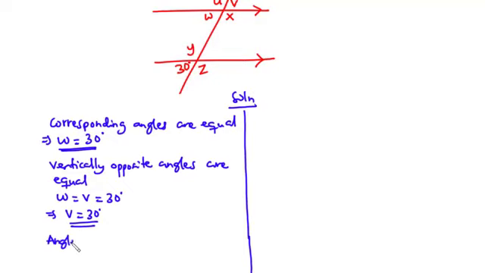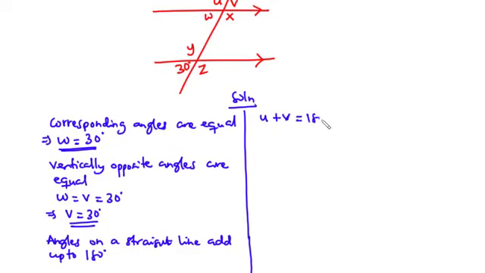So angles on a straight line add up to 180 degrees. Therefore, we have U plus V equals 180 degrees. We know the value of V, which is 30 degrees. So U plus 30 equals 180. And then U equals 180, we transpose this to the right hand side, and that is equal to 150 degrees. Therefore, U is equal to 150 degrees.